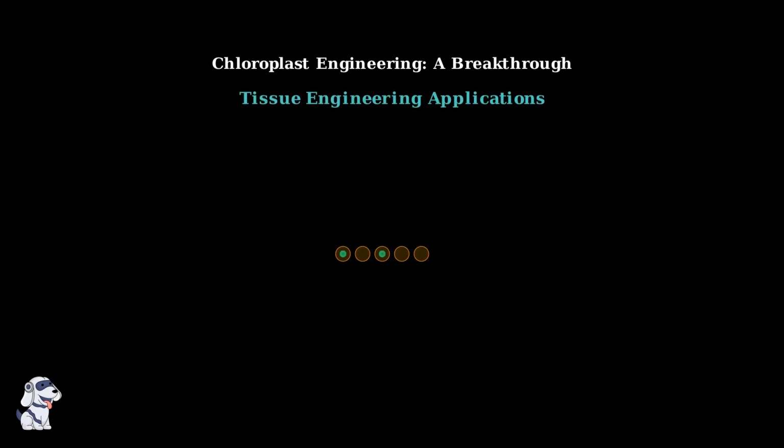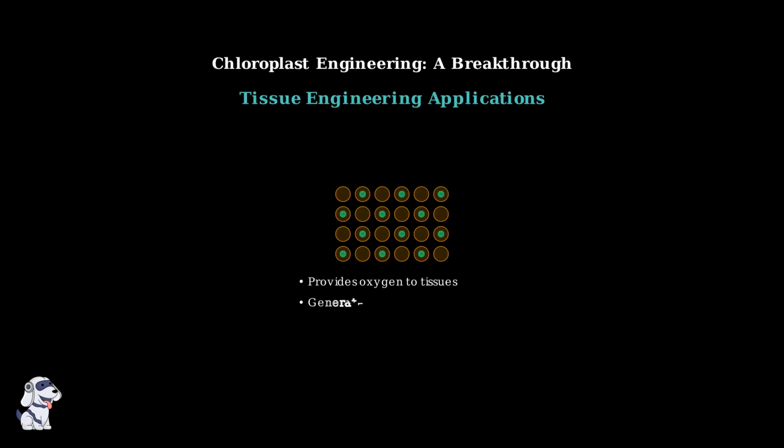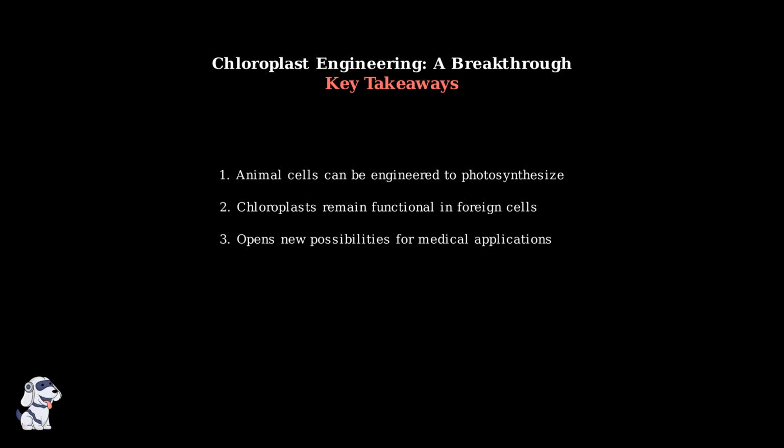This breakthrough has huge implications for tissue engineering. Engineered tissues with chloroplasts could provide their own oxygen and energy through light exposure, reducing the need for complex blood supply systems. This cutting-edge research demonstrates how we're manipulating algal cells for revolutionary new applications.